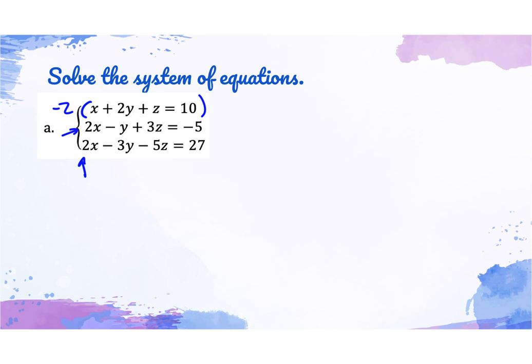So what is that going to give me? That's going to give me negative 2x minus 4y minus 2z equaling negative 20. I'm sorry if that doesn't come in very well. So I'll rewrite it down here: negative 2x minus 4y minus 2z equaling negative 20.